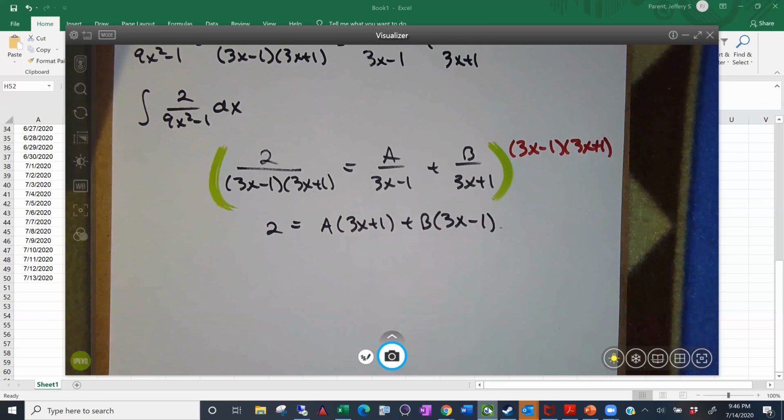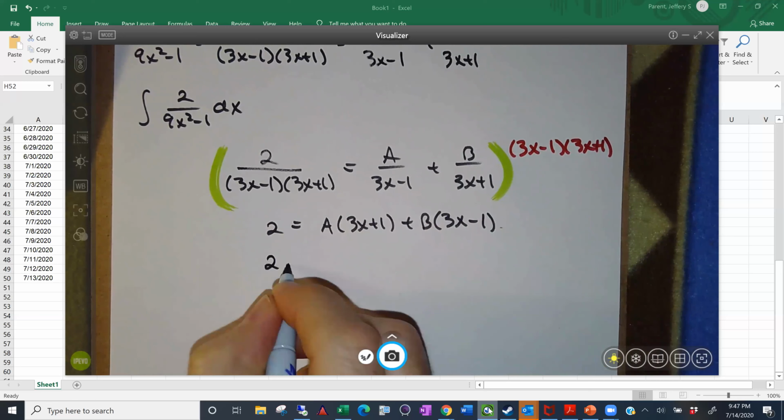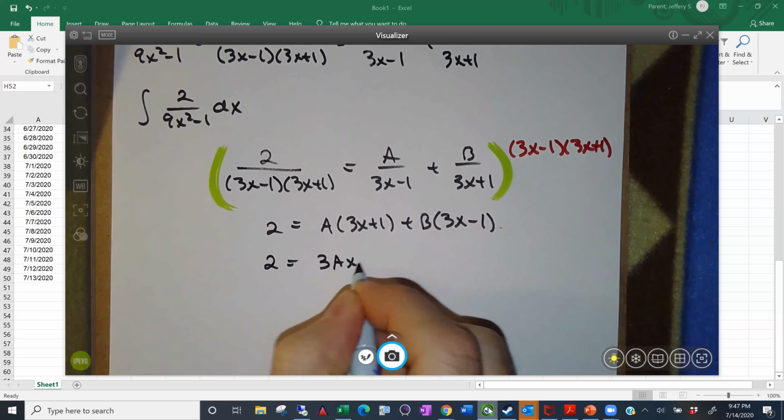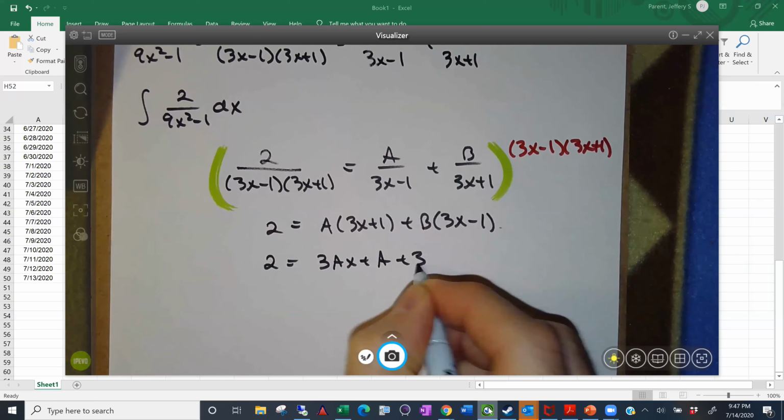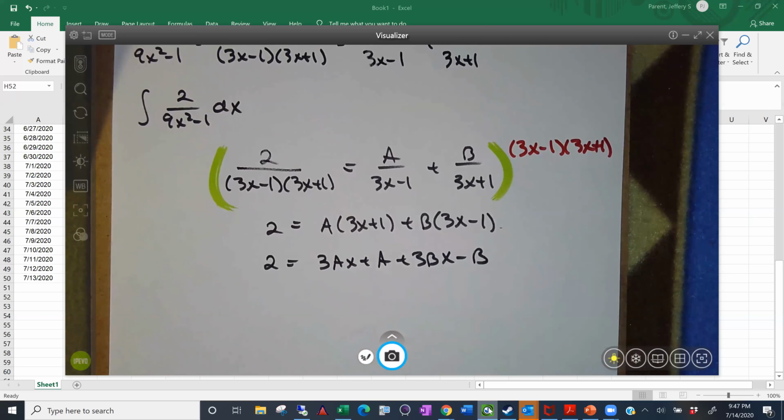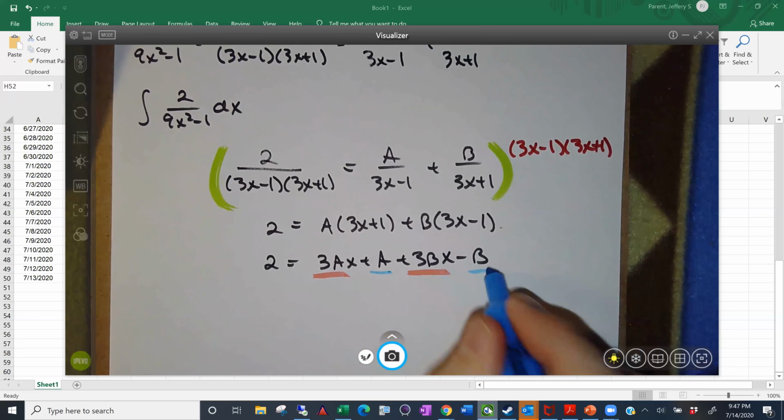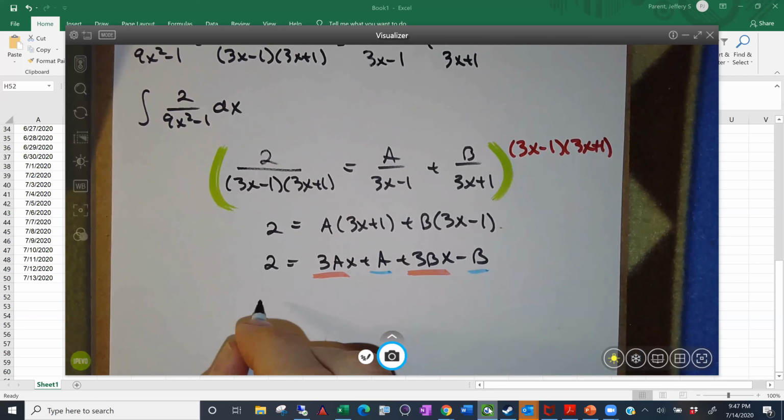Now, there's really a couple ways to solve this. And what I want to emphasize first is comparing coefficients, equating the x's and equating the y's. So let me rearrange this a little bit. That's 2 equals 3Ax plus A plus 3Bx minus B. And let's put the x's together. So these terms. And then everything else is a constant term. So I can put those together. And I'll rewrite things like this.